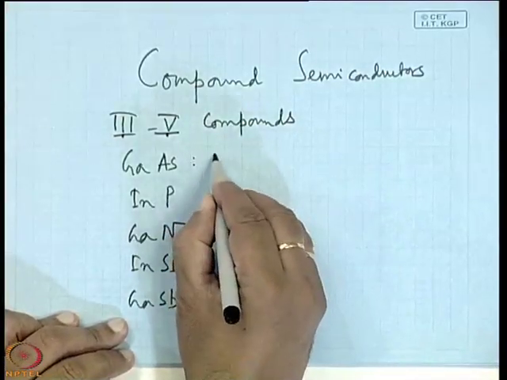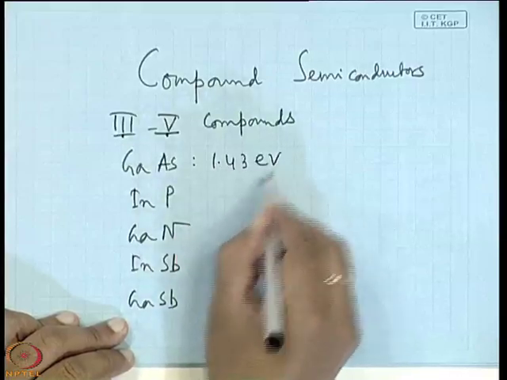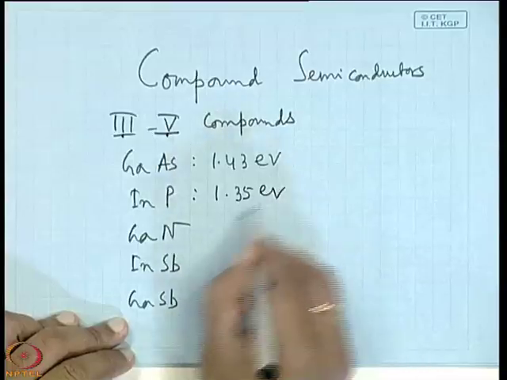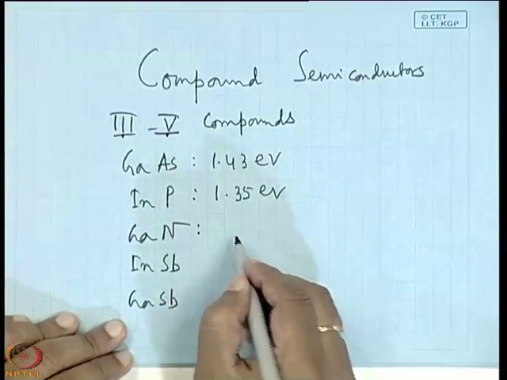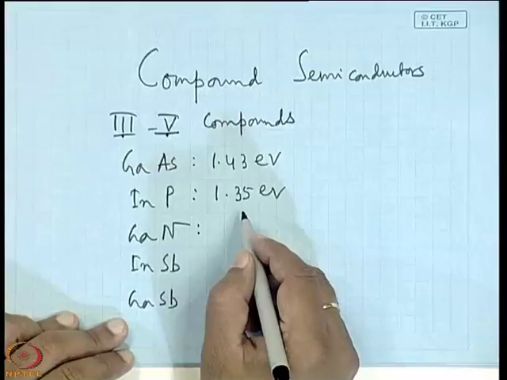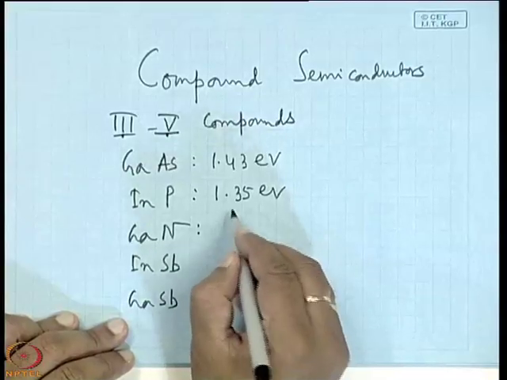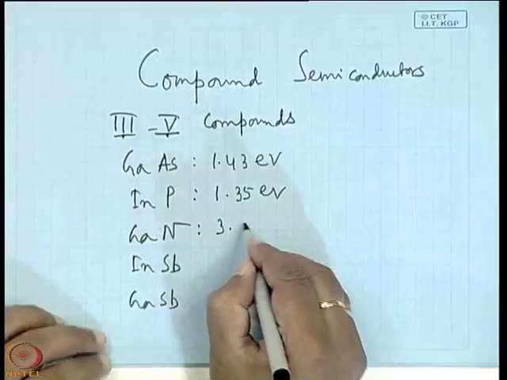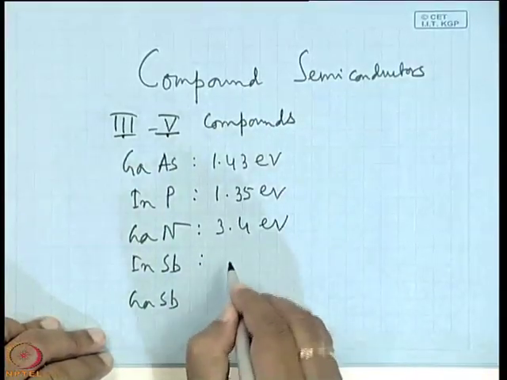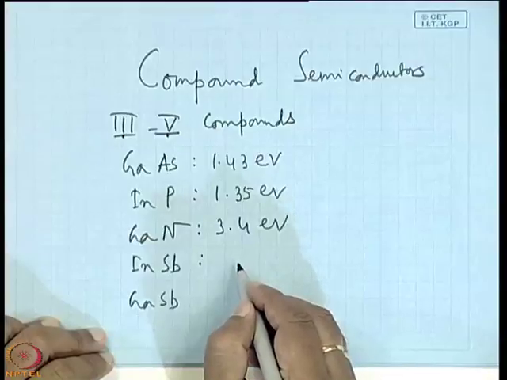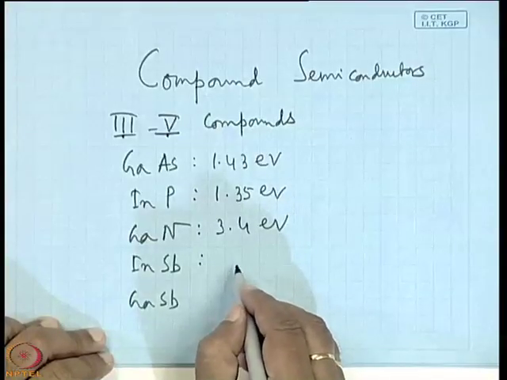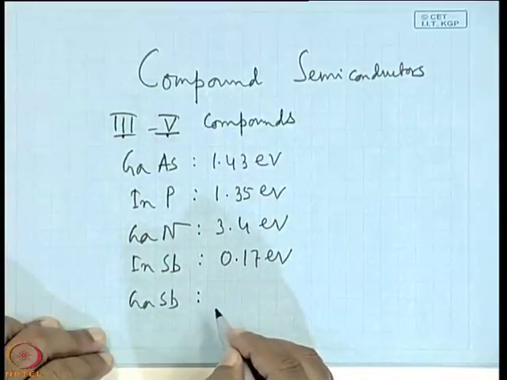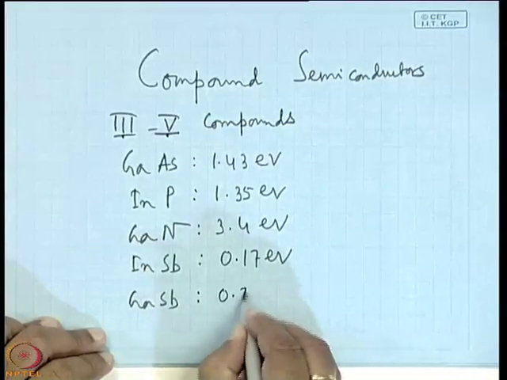Gallium arsenide's band gap is 1.43 electron volt. Indium phosphide's band gap is 1.35 electron volt. What is the band gap of gallium nitride? 3.4 electron volt, I think. Yes, 3.4 electron volt. Then indium antimonide. What is the band gap of indium antimonide? 0.17 electron volt. And what is the band gap of gallium antimonide? It is 0.72 electron volt.